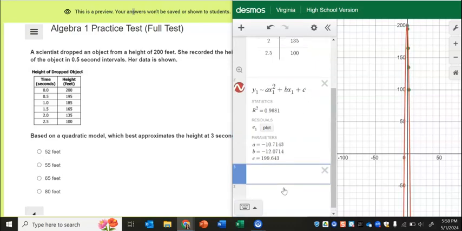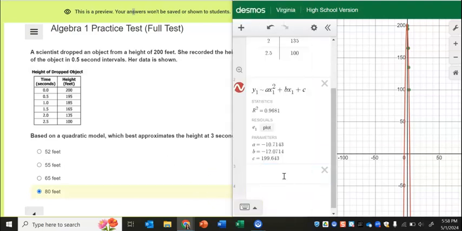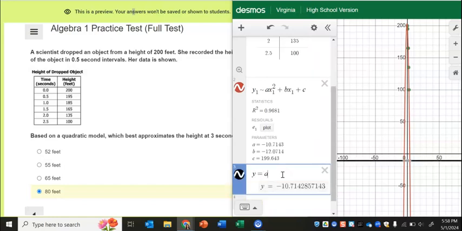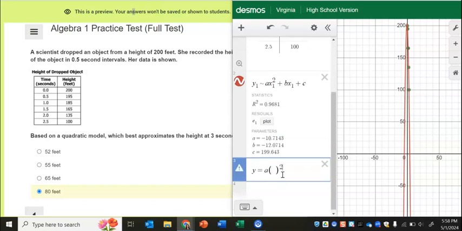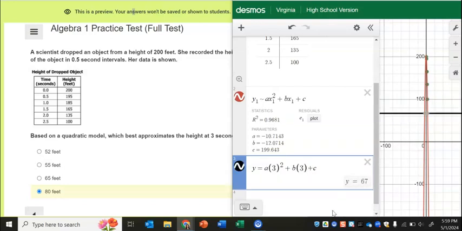It says, based on the quadratic model, what best approximates the height at 3 seconds. Sorry, I didn't mean to click on that either. So at 3 seconds, I'm going to find the height, which is y equals ax squared plus bx plus c. Okay, that's my quadratic right there. So I'm going to go ahead and plug in 3 here and here, because it's the same. 67. All right, I think I did something wrong.